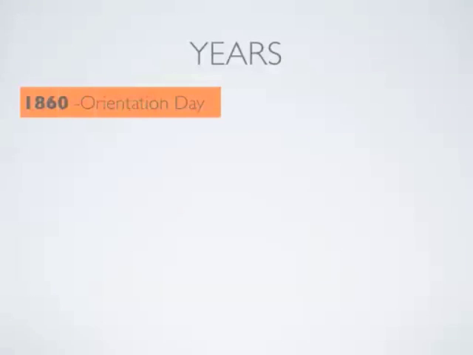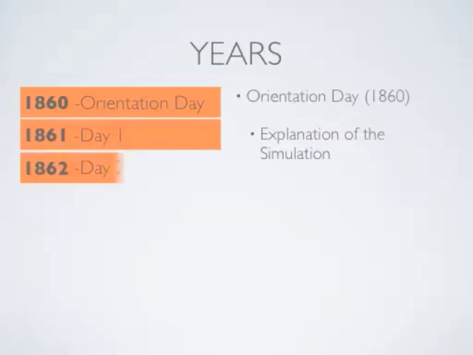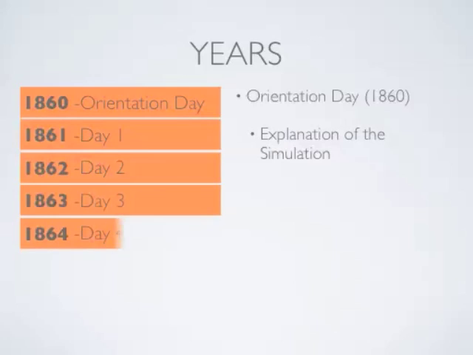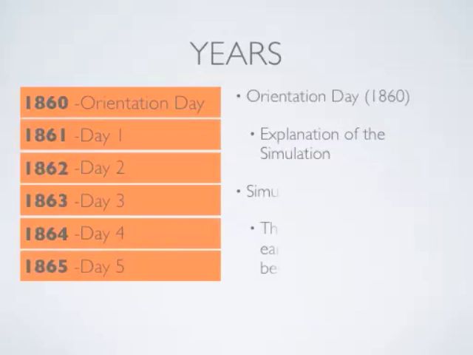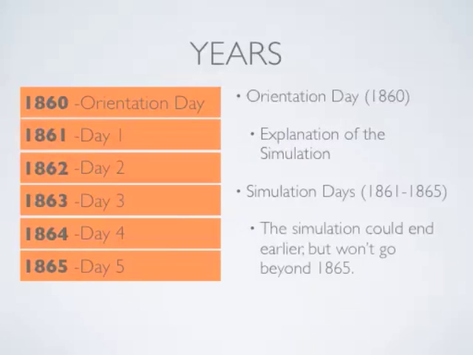In the simulation, each day is a year. The first day, 1860, is orientation day and election day. The second day is 1861. The simulation runs from 1861 to 1865, but it could end earlier. It just depends on the situation in your particular simulation and how it's going, but it will not go beyond 1865.